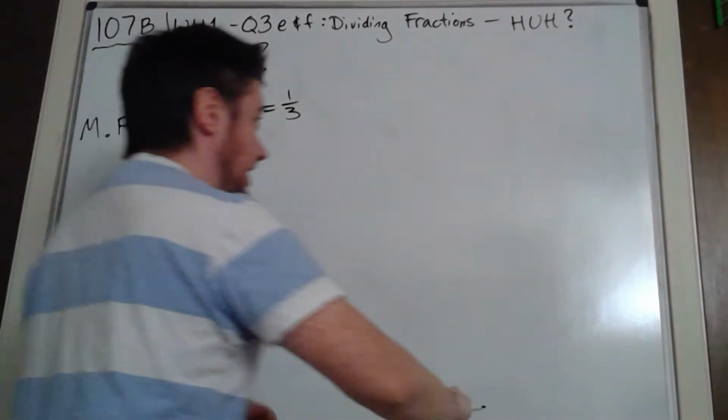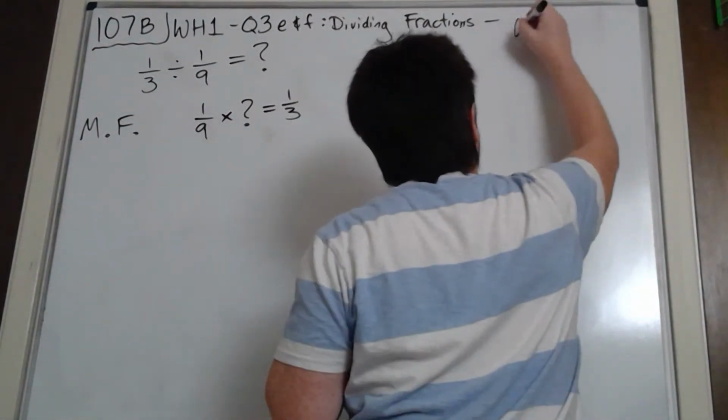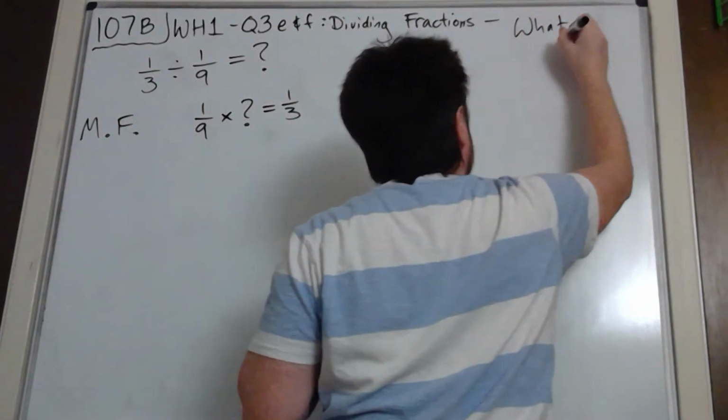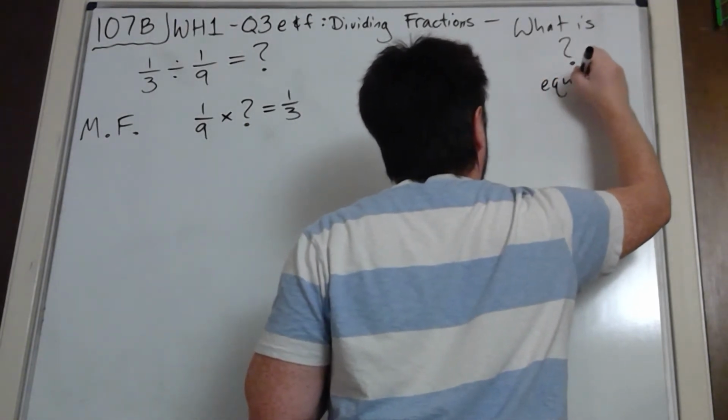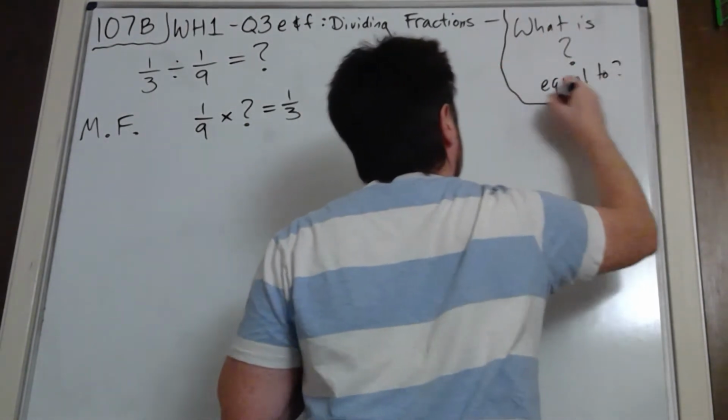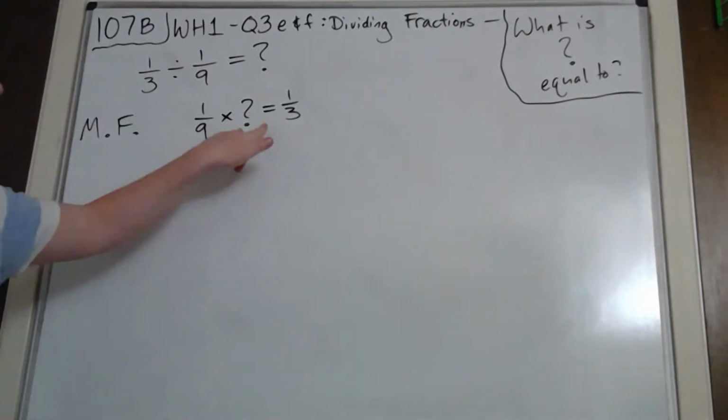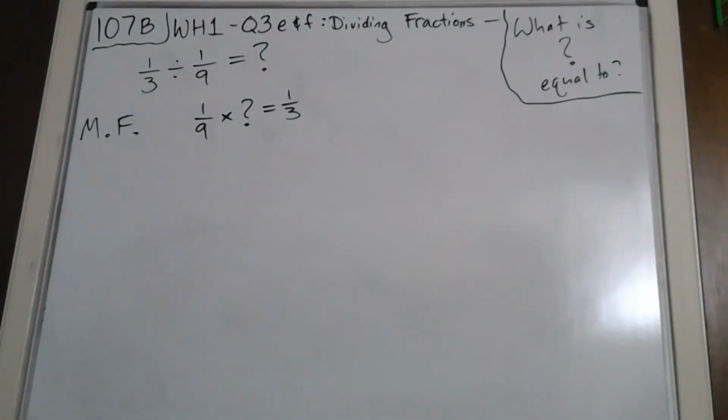All right. Now our question, let me get rid of this, but we want to know what is something, or what is something equal to. That's our ultimate question. So that's what I mean by a fill-in-the-blank multiplication problem.